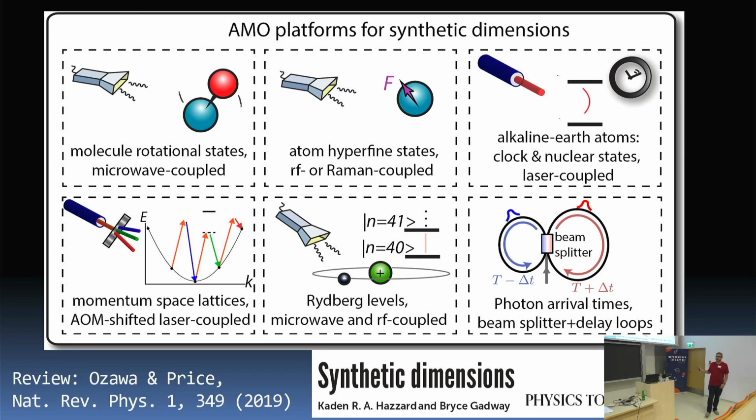So here are some pictures of synthetic dimensions. Synthetic dimensions have now been realized in a lot of different quantum systems, from photons to molecules to Rydberg atoms to momentum space lattices. For a really nice review, you can look at this article from a few years ago by Ozawa and Price. For a less nice but much shorter and easier article, we had a Physics Today article in April that you can look at for a reference.